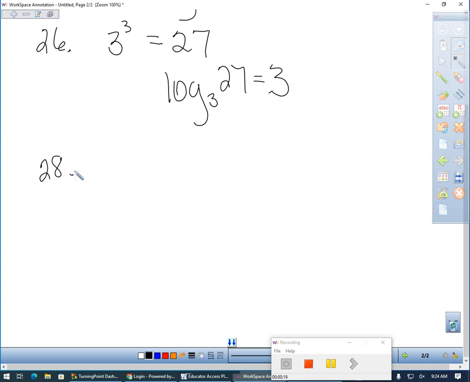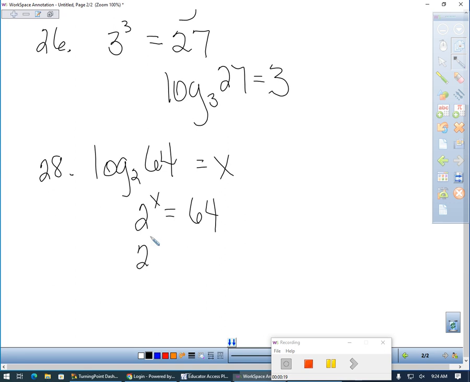Number 28, we are writing it in the other form, or we're evaluating the log. We have log base 2 of 64. Now, we can do this a couple different ways. Option number 1 is we set this equal to x, change it into exponential form, so 2 to the x equals 64. Now get the same base, so 2 to the x equals 2. And again, if you break down 64, it's 2 to the 6th power, and so then this is a 1-to-1 function, and x equals 6.